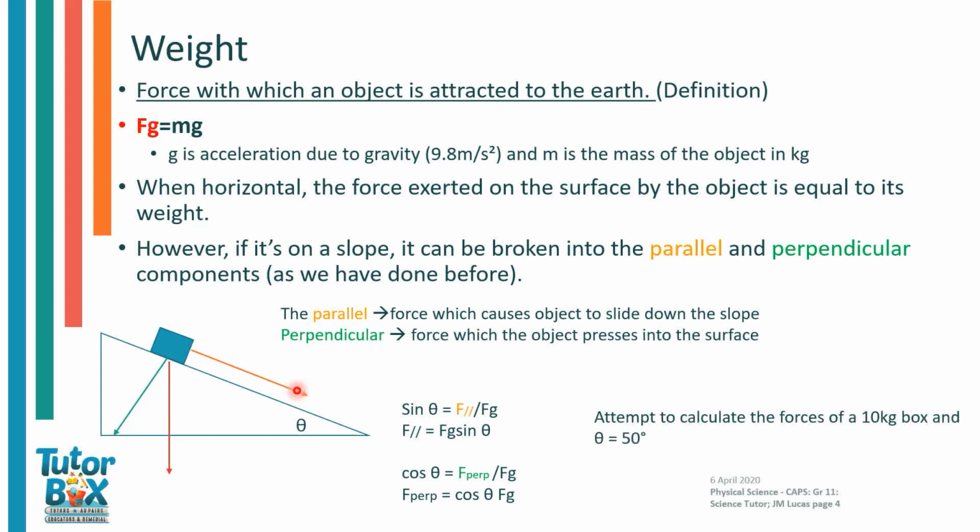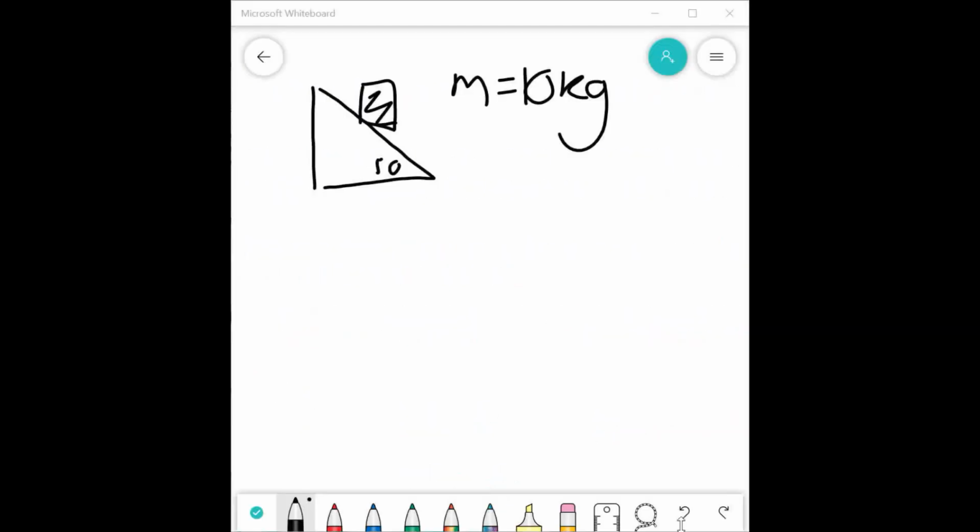We're going to attempt to calculate the forces of a 10 kilogram box when theta is equal to 50 degrees. First you have to have your diagram drawn. This is just to calculate the forces, so I'm not looking for the resultant force. This is just to go over the basic concept. If theta is 50 degrees and the mass of the box is 10 kilograms, what we want to know is, what is Fg?